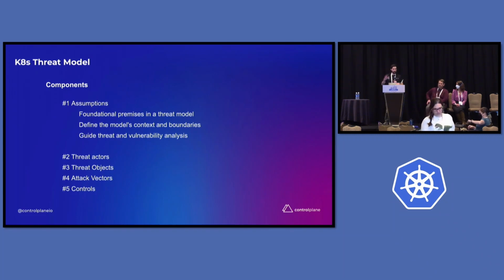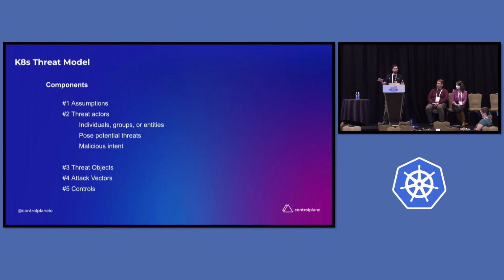So what are the foundations of building an efficient threat model? Basically, five: assumptions, threat actors, threat objects, attack vectors, and controls. Assumptions are foundational premises in a threat model that define the context and boundaries, which is very important to keep it manageable in size, as well as the assumptions that guide threat and vulnerability analysis. Threat actors, equally important, identify individuals, groups, or entities that may target your organization and your clusters. They pose potential threats. They have malicious intent. There could be the occasional misconfiguration, but we focus on malicious intent.